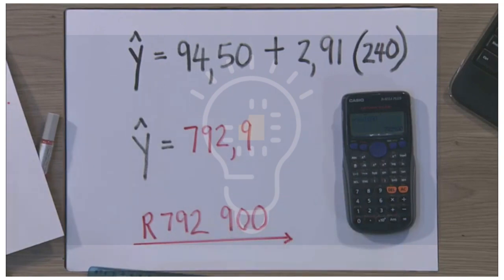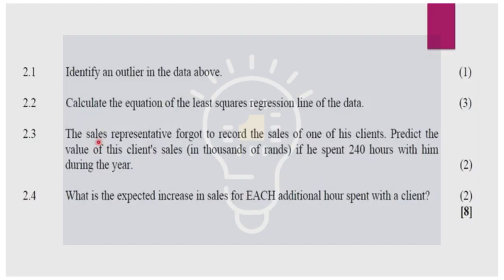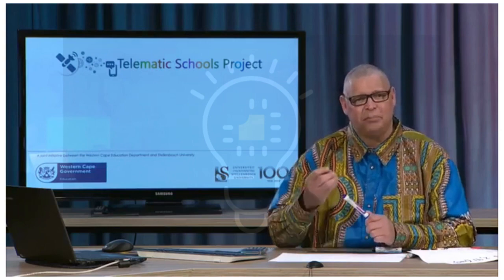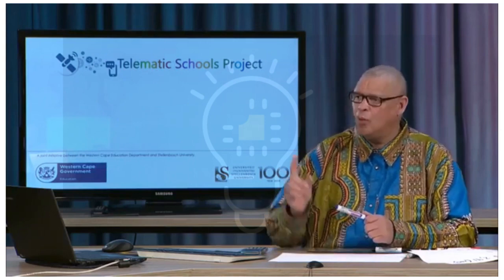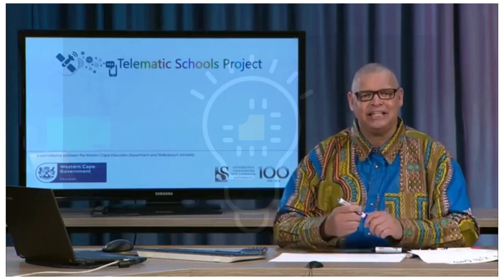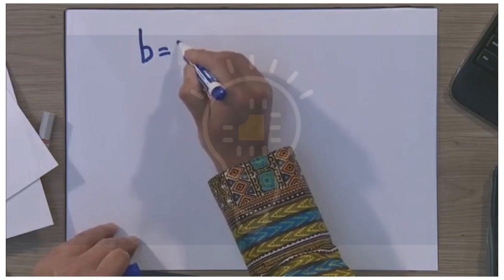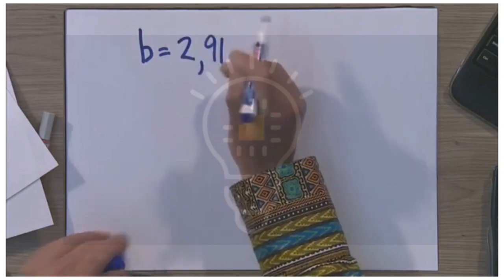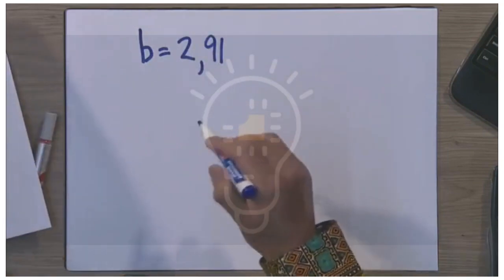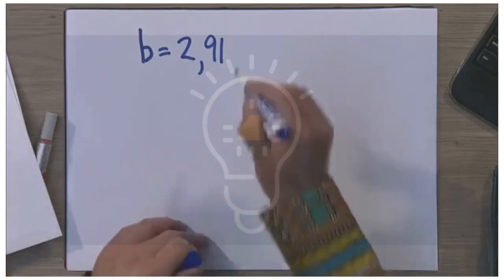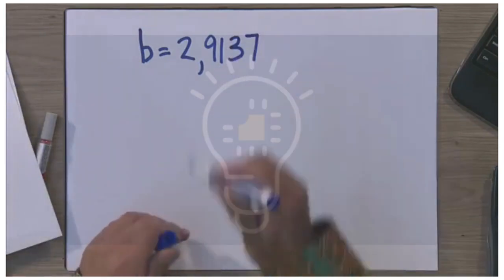Right, then finally, question 2.4 says, what is the expected increase in sales for each additional hour spent with the client? You may remember when I introduced the different variables, I mentioned that B represents the gradient. What this question is actually exploring is the value of B. So I write down the value of B is equal to, as you've seen, 2,91. And the calculator initially gave us 2,9137. You may remember that, right? So let's put 37 and we stop there.